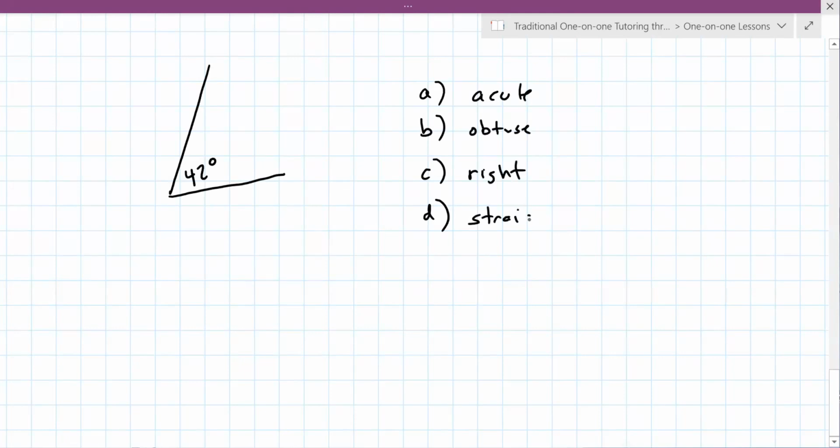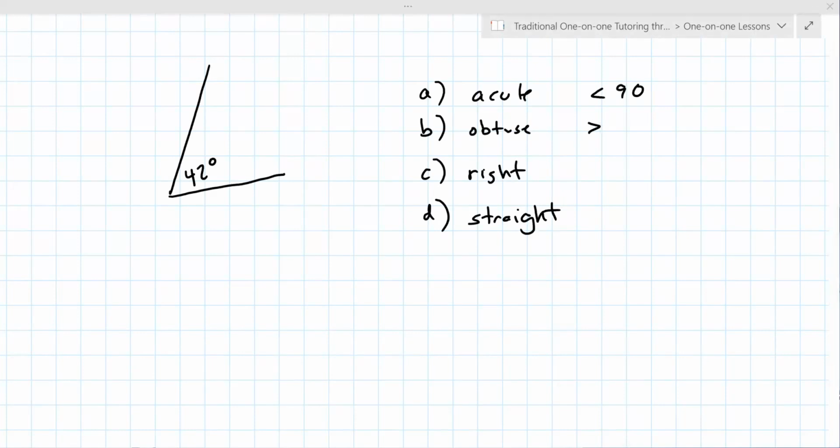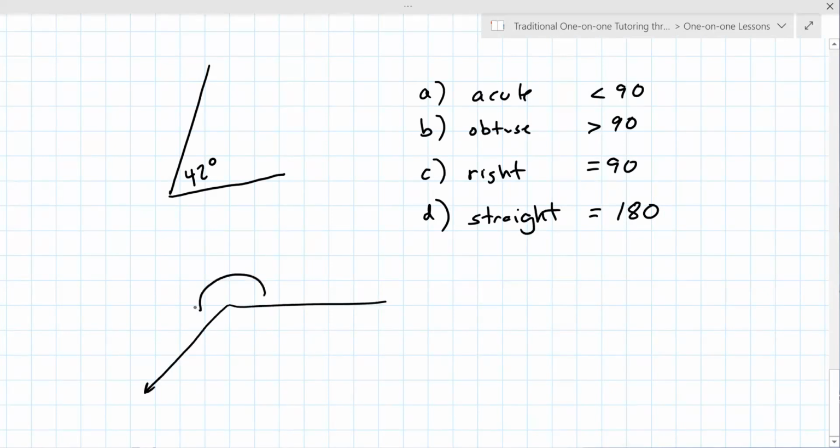Yeah, that's acute because it's less than 90. What about obtuse? Bigger than 90, so 91 and up. How about a right angle? Exactly 90 degrees. How about a straight angle? 180 degrees. All right, very good. So notice if I give you an angle like this, and I tell you that this is 210 degrees, what kind of angle is it?